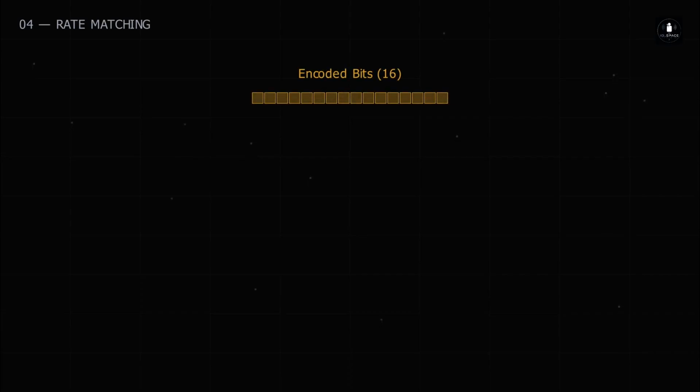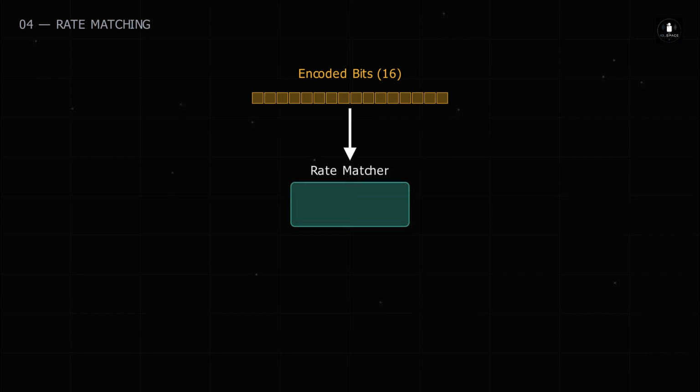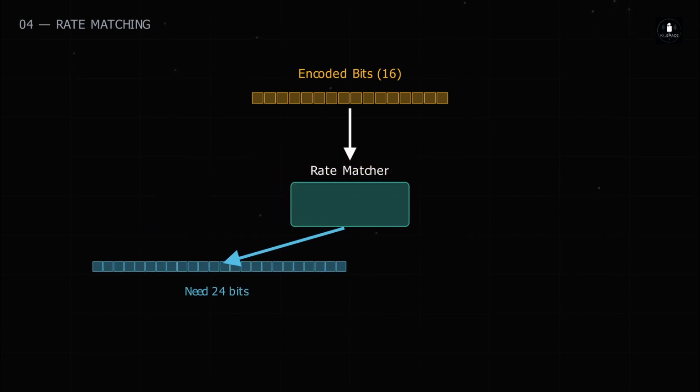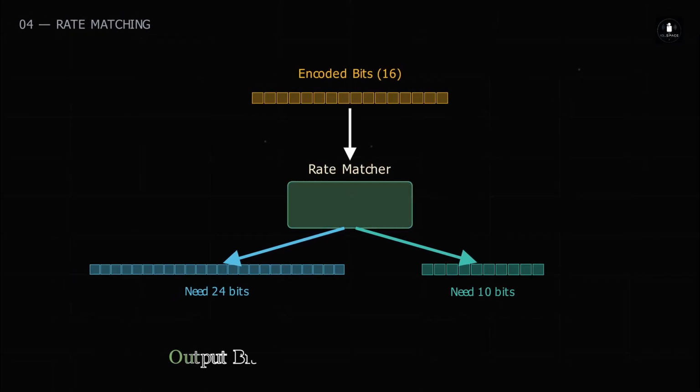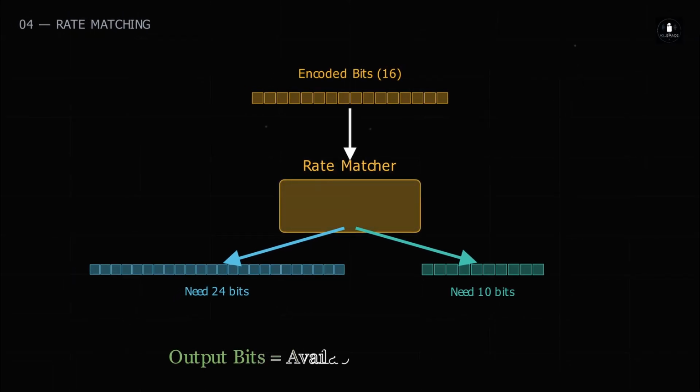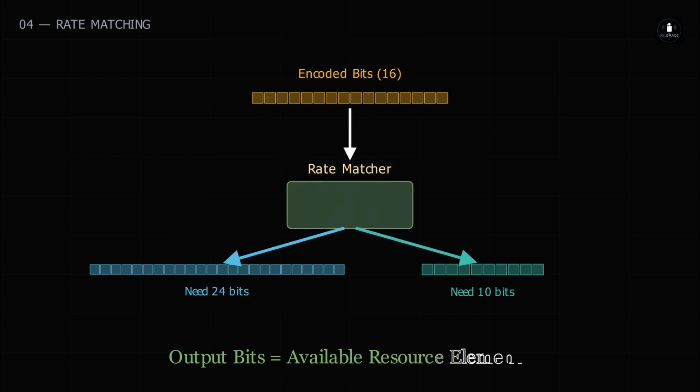The encoder produces an output of 16 bits. Suppose the scheduler allocates space for 24 bits. But the encoder produced only 16 bits. Rate matching repeats selected bits. But now, only 10 bits can be transmitted. So rate matching removes selected bits through puncturing. Whether bits are repeated or punctured, the objective is always the same: produce exactly the number of bits that fit into the allocated PDSCH resources.